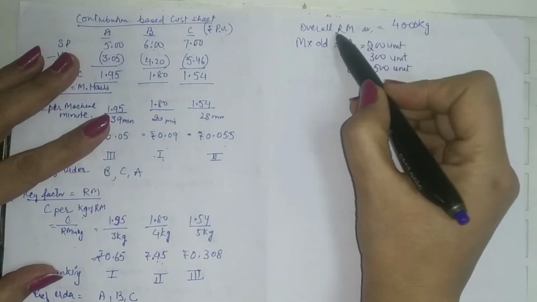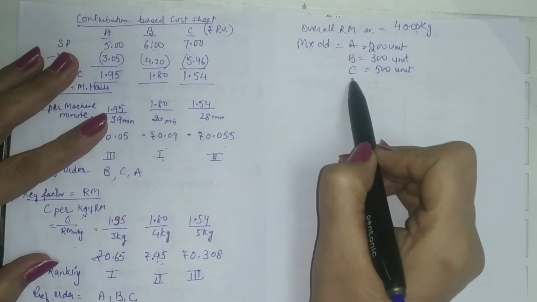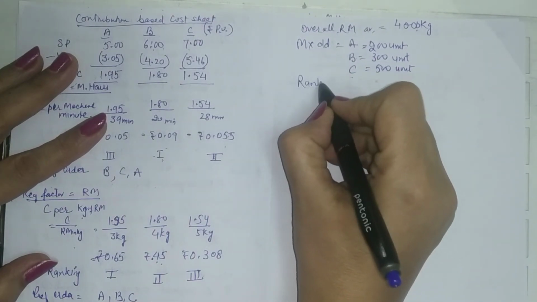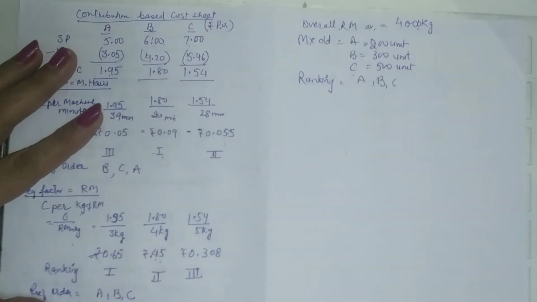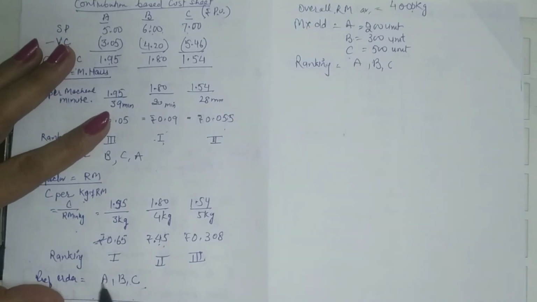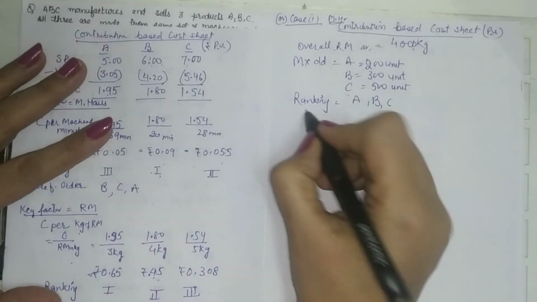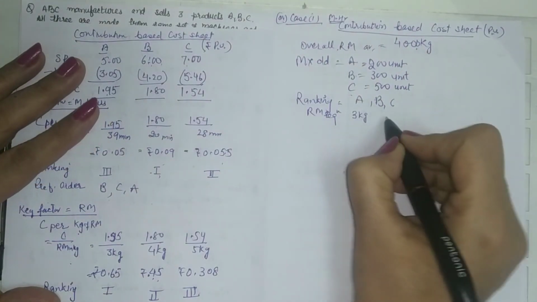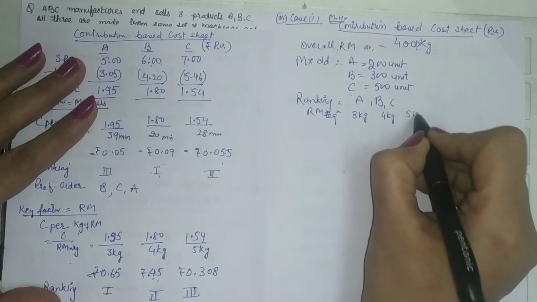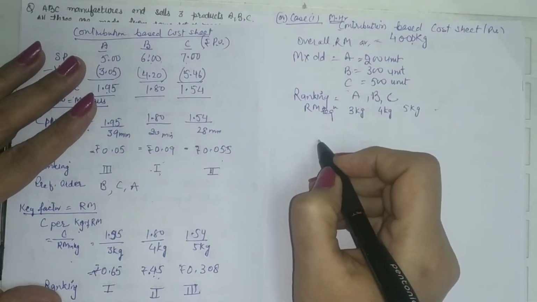Now you see, this is your overall raw material availability. You can go for maximum production in this. The ranking of the products is A, B and C. This is the ranking that we have determined for raw material as key factor. Their raw material requirement is 3 kg, 4 kg and 5 kg for each of these. Okay, so let us start with this.